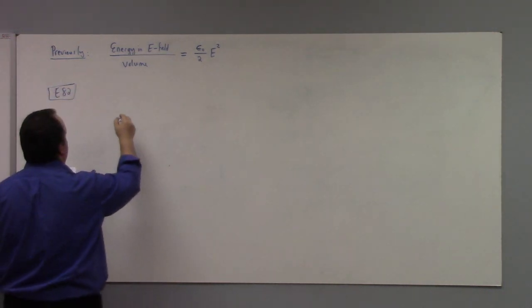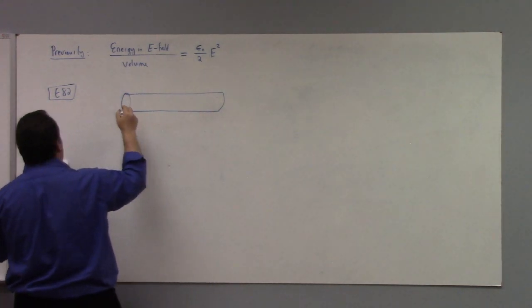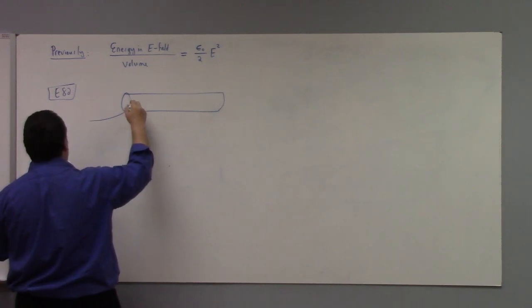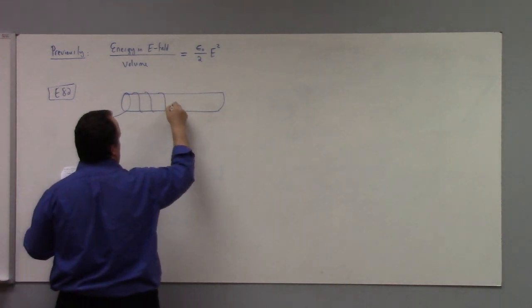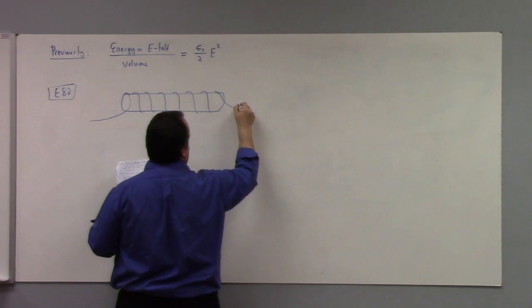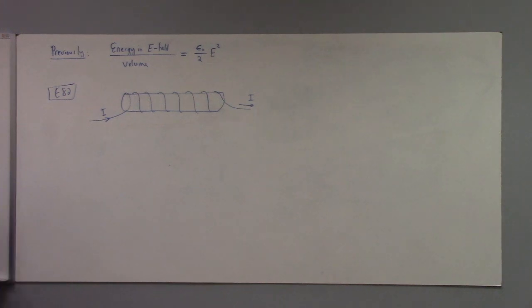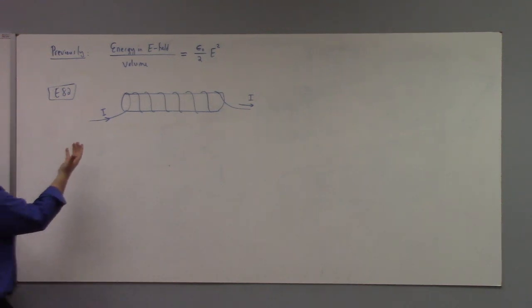What we'll do is think about a very long solenoid. It's got current I flowing through it. Since the current's flowing, that means there's a magnetic field inside the solenoid, right? And which way would it be going? Which way would the magnetic field be going here? Right-hand rule, right? We think about it.